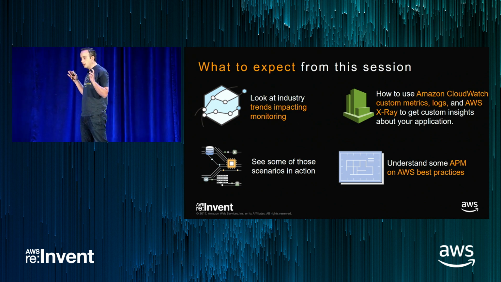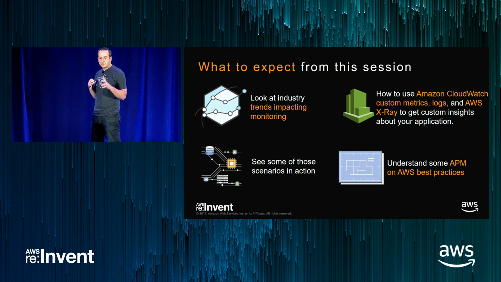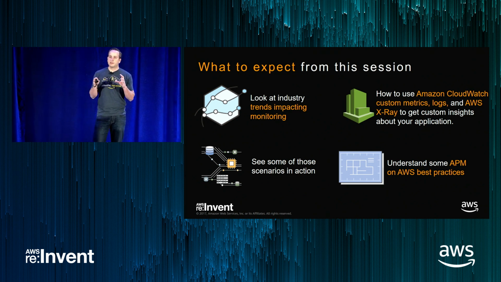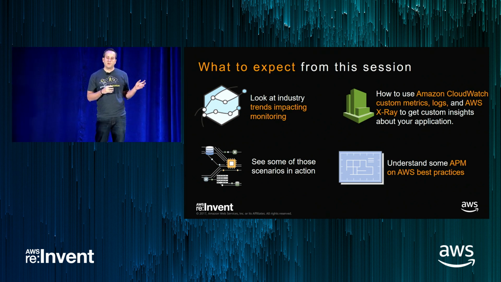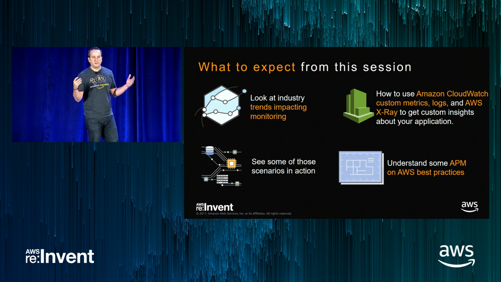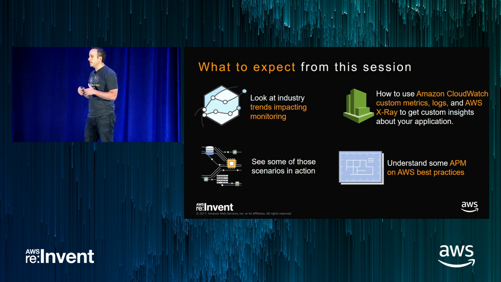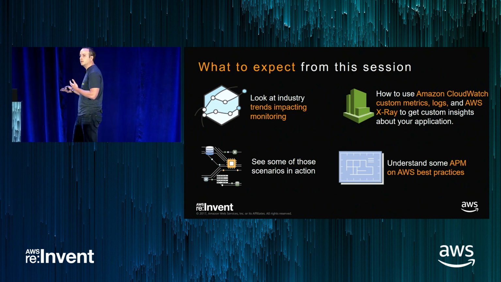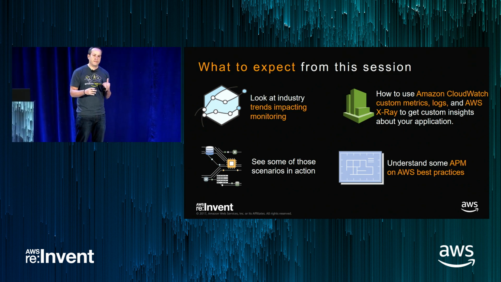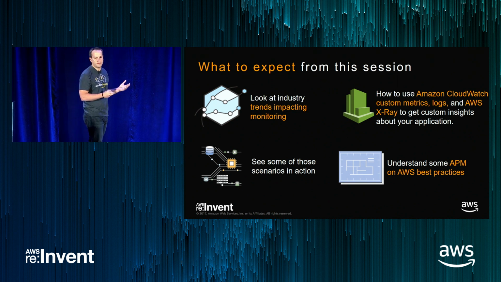So the whole purpose of this talk is to give you an idea of how to use the different services to implement APM on AWS. We're not going to be extensively describing what CloudWatch is, what X-Ray is, but even if you don't have an idea what those services do, we're going to do a quick overview before we actually use them in the demo.